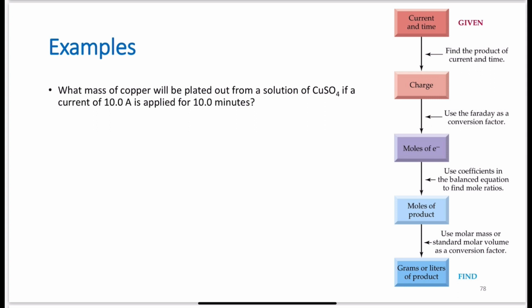So, example 1. What mass of copper will be plated out from a solution of copper 2 sulfate if a current of 10 amps is applied for 10 minutes? Let's think about what I got here. Number 1, I know that my current is equal to my charge over time. I'm trying to find mass of copper, and I'm given current, and I'm given time. I also know that it's copper sulfate, which is copper 2 plus. Copper 2 plus will gain 2 electrons, forming copper solid.